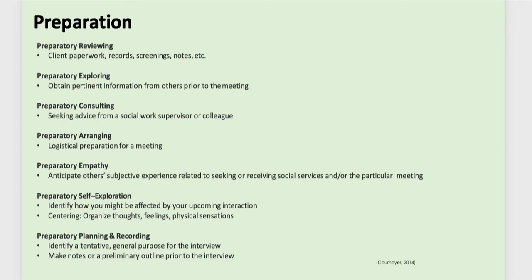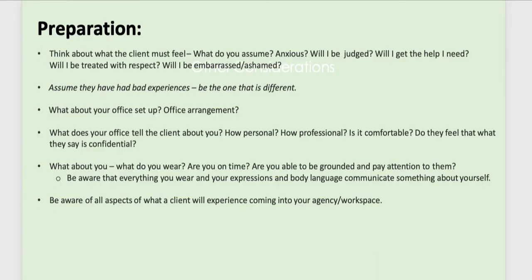And finally, preparatory planning and recording, where you identify a tentative general purpose for the interview, that is, what you hope to achieve in the first interview, and you make notes for a preliminary outline for the interview if you need to do that. Think about what the client might feel in this situation. What do you assume, that is, what the client may be thinking?